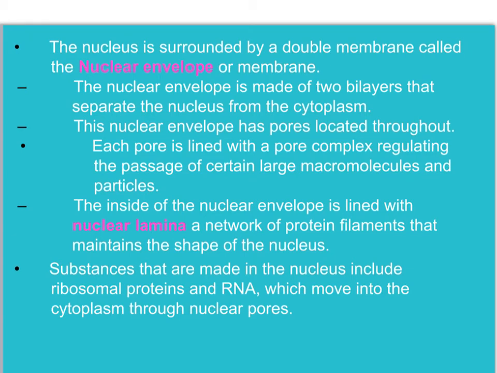So next you have the nucleus. The nucleus is surrounded by a membrane itself called the nuclear envelope or nuclear membrane. Let me write in nucleus for you. The envelope has two bilayers that separate out the nucleus from the cytoplasm. That makes it kind of unique as far as organelles go.